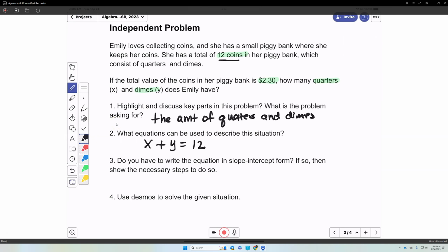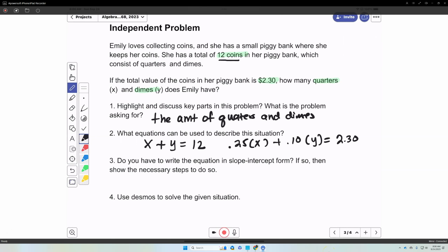If I wanted to figure out the number of quarters and dimes, or the value, I would have to know what's the value of a quarter. We all know that. It's 0.25 times the number of quarters we have, plus the value of a dime times the number of dimes we have. And that amount is $2.30. So once again, the two equations are x plus y, which is quarters and dimes, is equal to 12. And then the total value is 25 cents per quarter plus 10 cents per dime, which gives you $2.30.